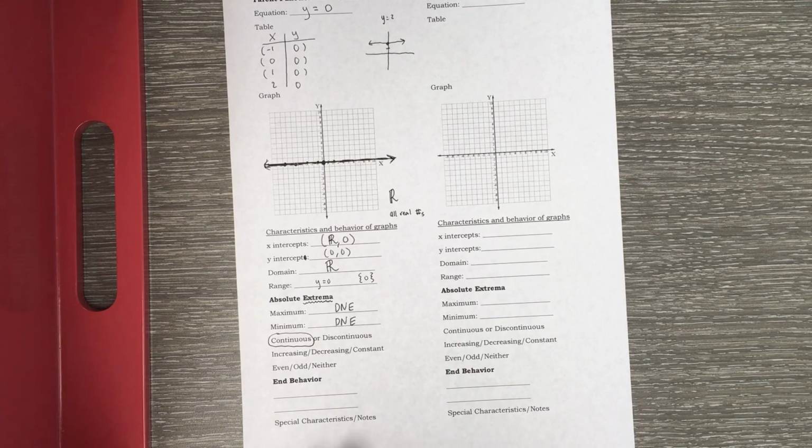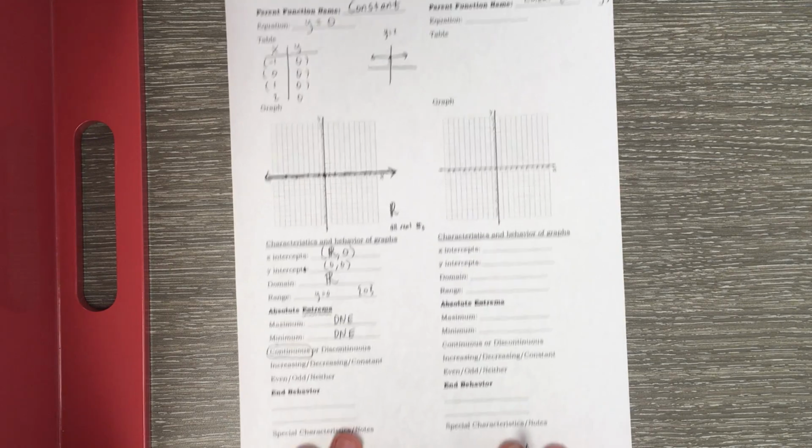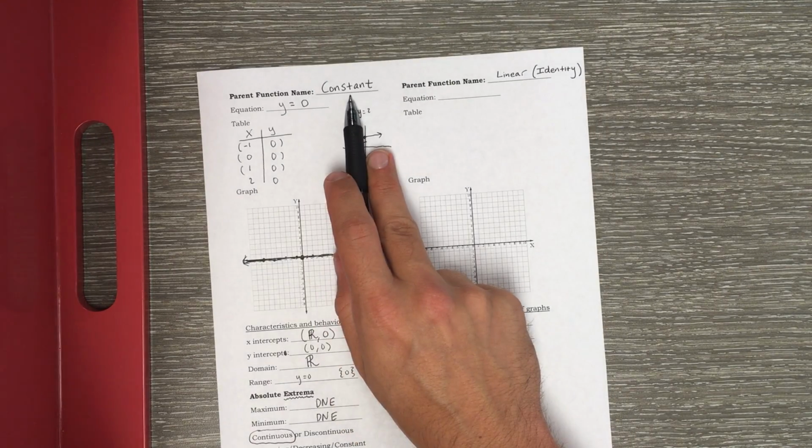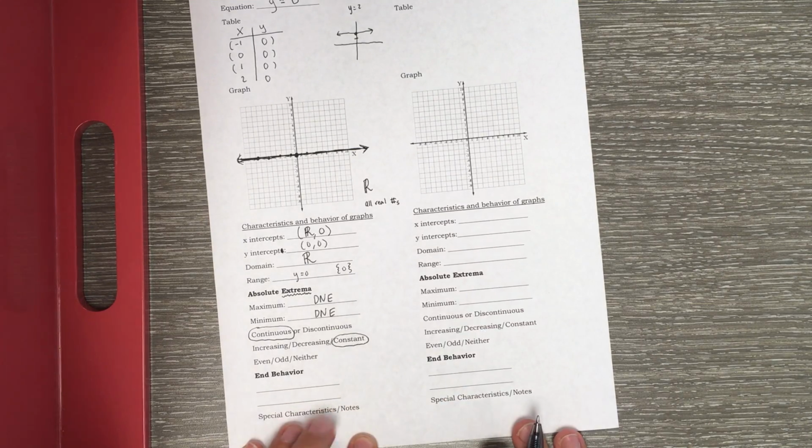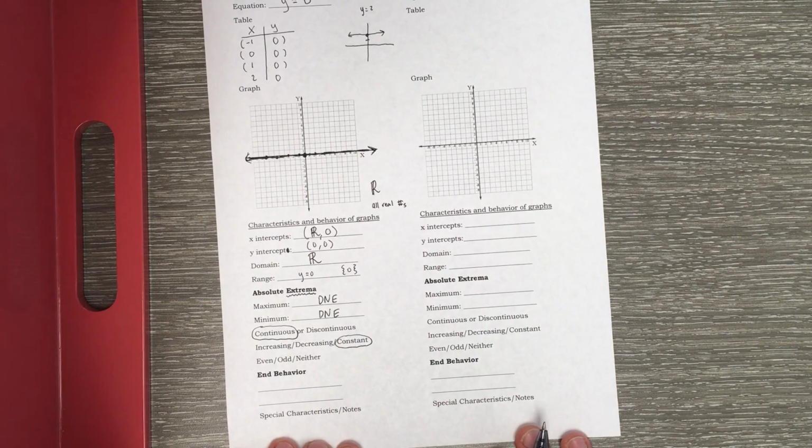We could just draw forever without ever having to jump over something or to go through an asymptote. It's continuous. Is it increasing, decreasing, or constant? Well, boy, I hope that's clear. It is constant. It is not rising, nor is it falling. It is flat. It is constant.